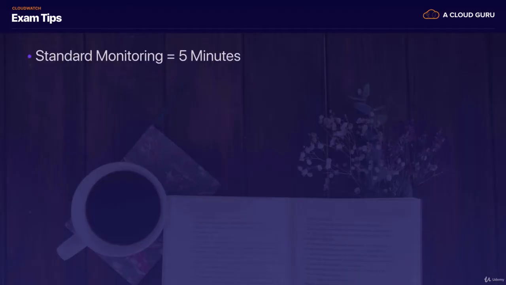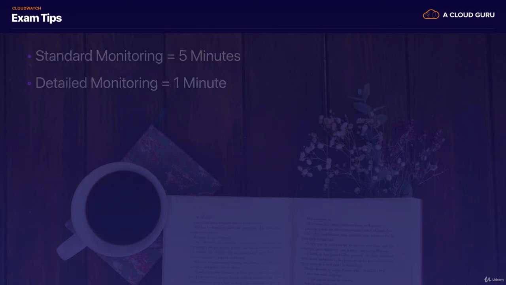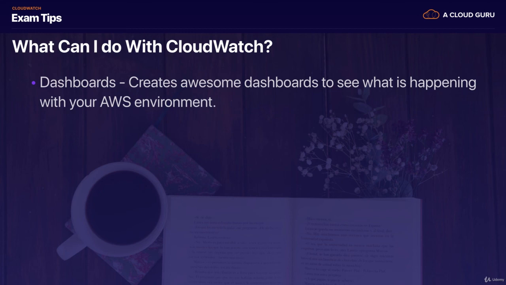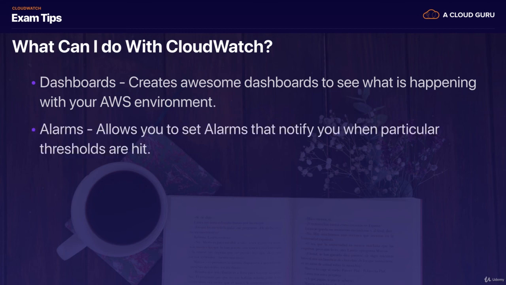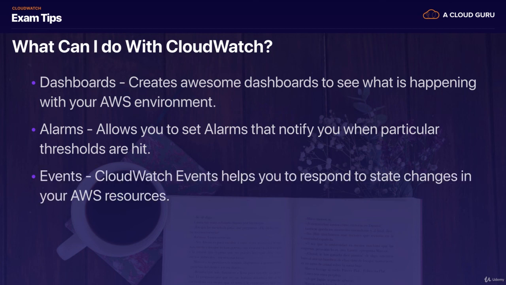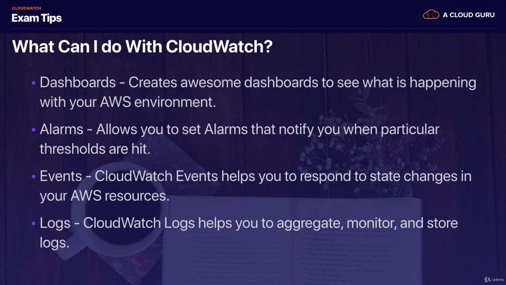So just remember going into your exam that standard monitoring is 5 minutes, detailed monitoring is 1 minute. Remember what you can do with CloudWatch. So just like we just saw, you can create awesome dashboards and see what's happening with your AWS environment. You can also go in and create alarms, and this will give you notifications when a certain threshold is met. We can also go in and configure events, and this helps you respond to state changes in your AWS resources. And then we also have logs, and CloudWatch Logs allows you to aggregate, monitor, and store your log data.